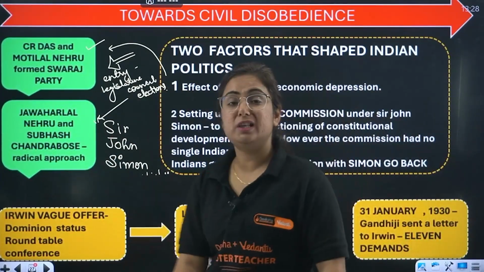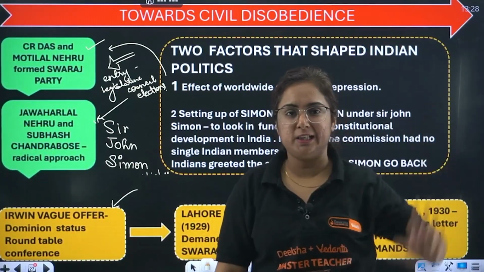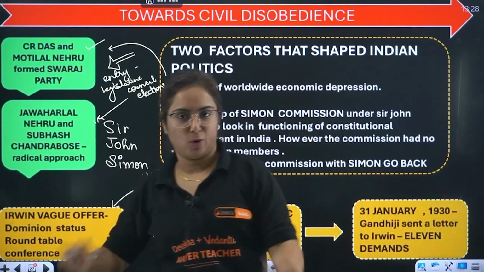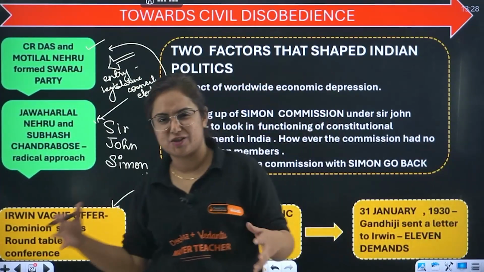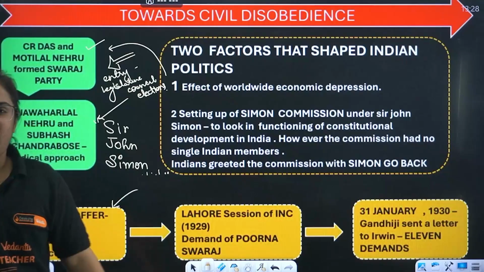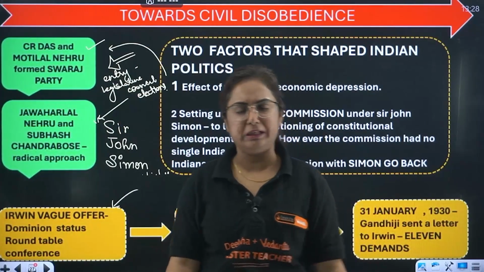I will give you dominion status. And for the constitutional development of the country, let's meet in London. We will do a round table conference, right? Let's come and catch up in London. Everyone will be called from India. All your representatives can come. We will discuss what you need and all that.